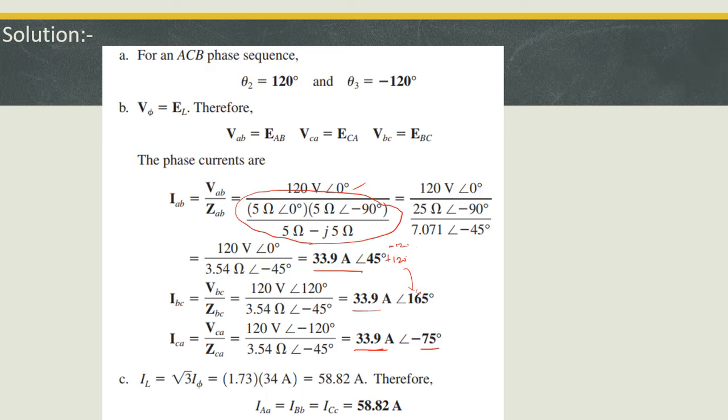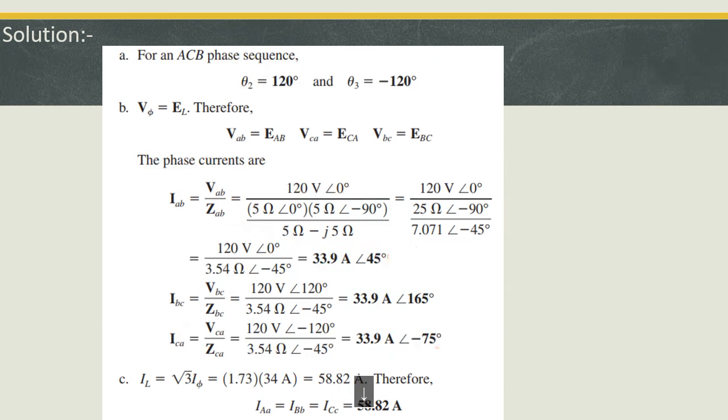Okay, so if I add these three currents, then definitely the vector sum of these three currents is equal to 0. And these are the phase currents. If I want to find the value of the line current, then it is simply root 3 times the phase current, so root 3 into I phase. So this is the magnitude of the line current, 58.82 ampere.